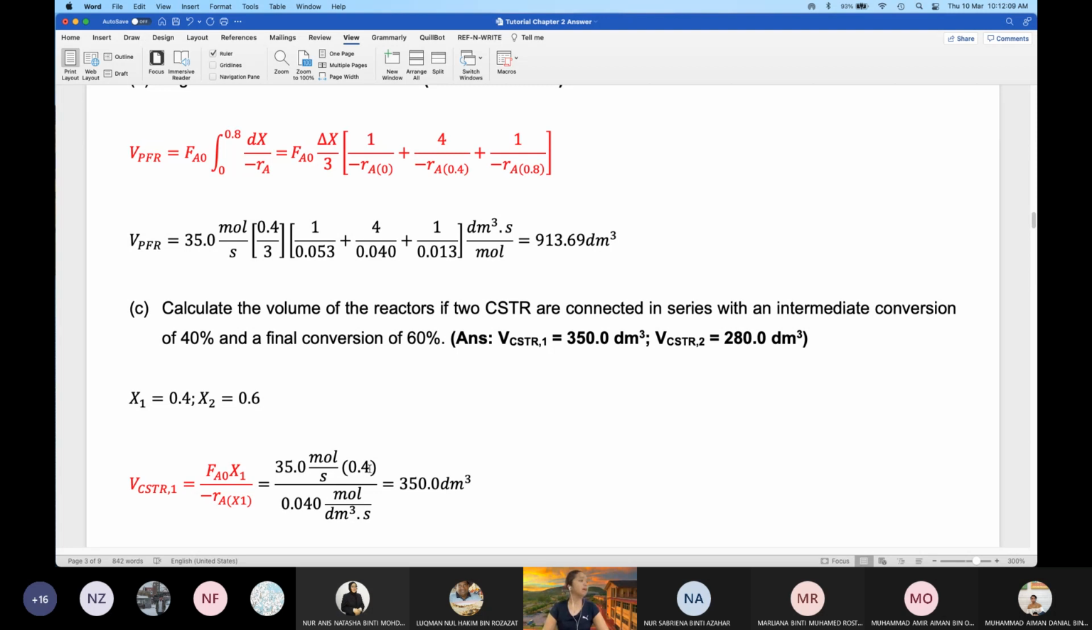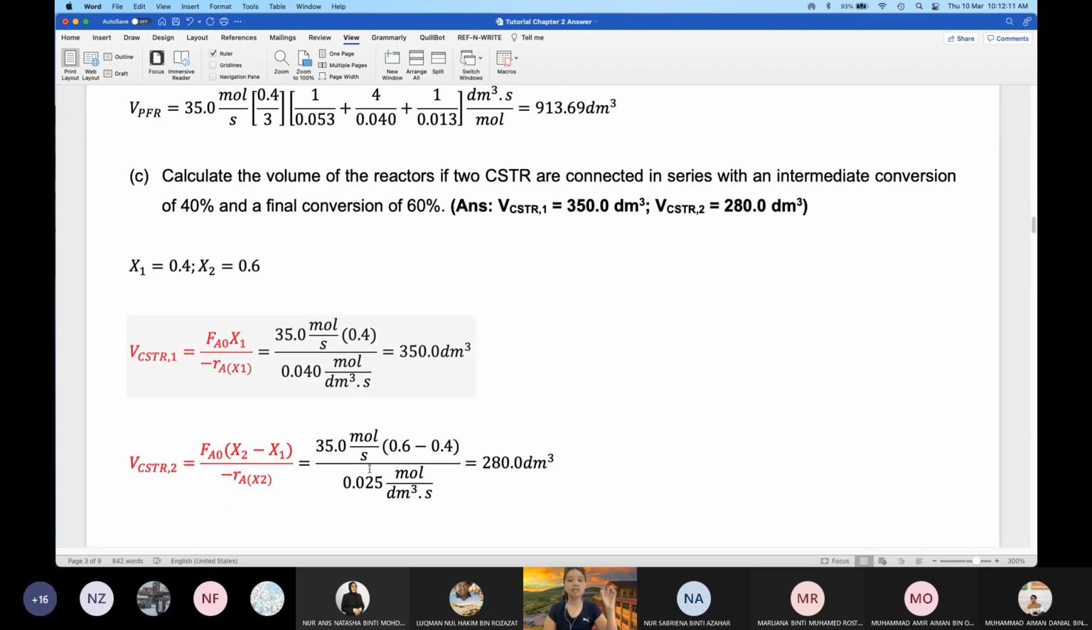Okay, so kamu kena ingat, dua reaktor in series, kita kena cari two reactor volume. So we find for the first reactor, volume CSTR1 equals to, kalau kamu ingat untuk reaktor pertama, the formula is similar to a single reactor. The only difference, dia menjadi FA0 X1. Kamu kena tulis X1, kamu tak boleh tulis X. Sebab kalau kamu tulis X, dalam soalan ni ada dua X, X1, X2. So you have to specify kalau reaktor pertama, dia adalah X1. Divided with minus RA at your X1.